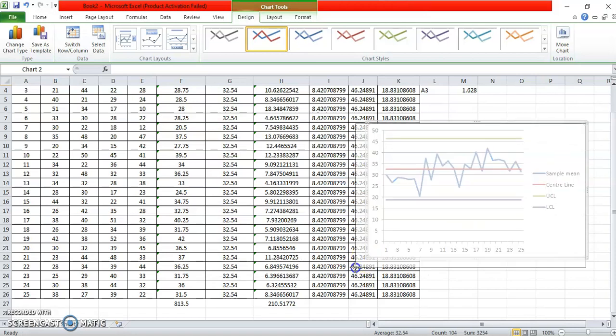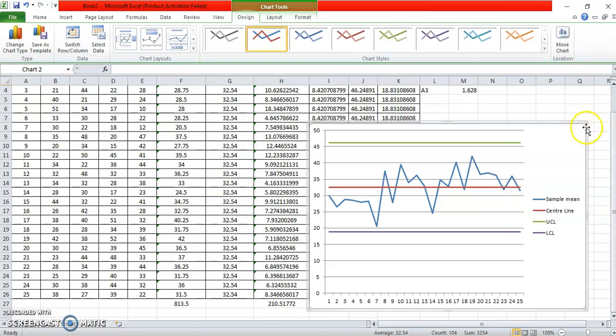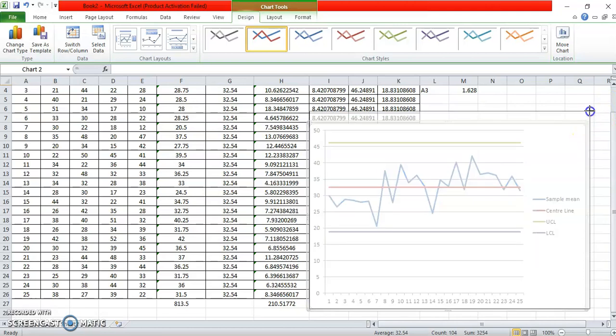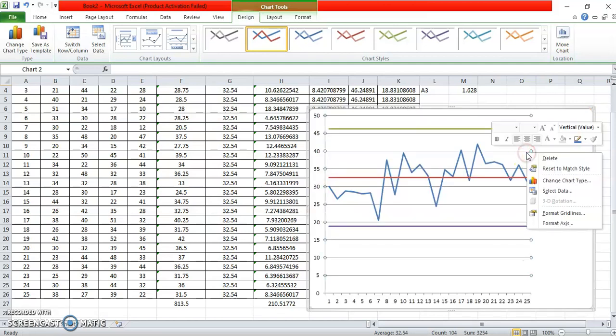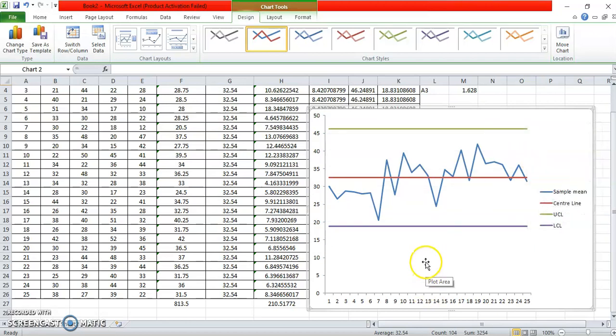You can also call this an S bar chart. Why? Because we have used standard deviation as an estimator, right? So just to make it better, we'll delete the grid lines, and you can see very well that this is your central line, this is the sample mean which is distributed around the central line, this is your upper control limit, and this is your lower control limit. So very clearly it is visible that there are no sample points which give any idea that this process has some out of control data samples.